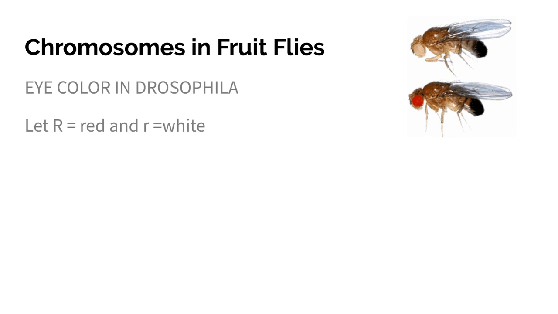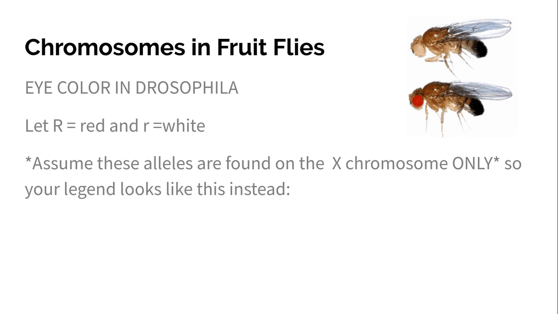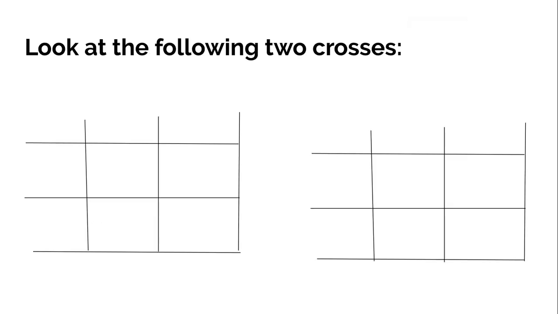So in your notes, we're going to let R equal red and little r equal white. Now, we're going to make an assumption, which we know is true now, but at the time he was trying to figure out. We are going to assume that the alleles, big R and little r, are actually found on the X chromosome only. So you should have a legend that looks like this. X big R means red and X little r means white. Before, it was big R, little r. It's still the same allele. We just are now attaching it to the sex chromosome, meaning all of our other body cells don't have this allele in it. So we're going to look at a couple different crosses.